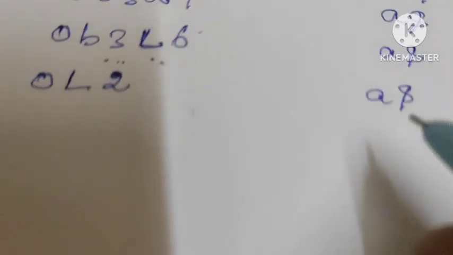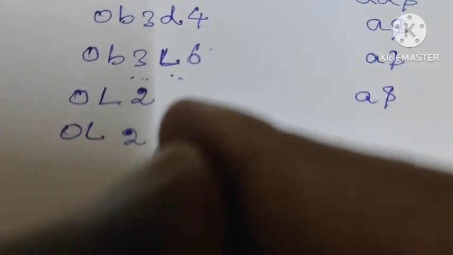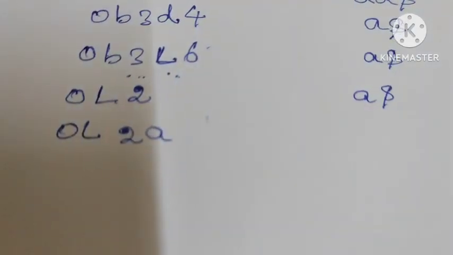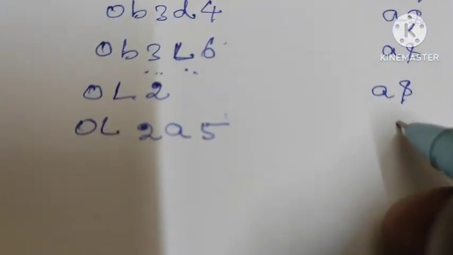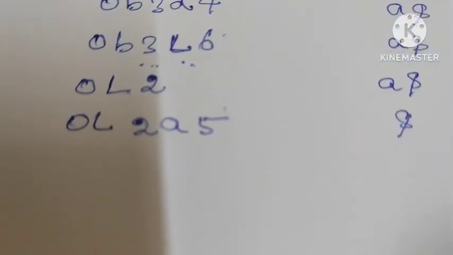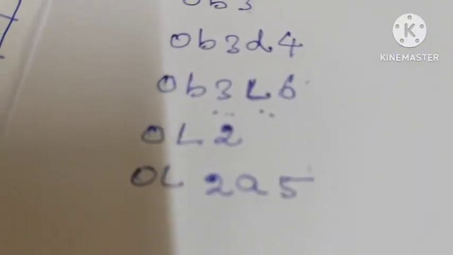Shift means what you have to do? You have to push this element inside the stack. When you push the element inside the stack, this will become 0, L, 2, A, and then push that number also. Number is 5. And dollar will be remaining. Now see 5 and dollar in the table.